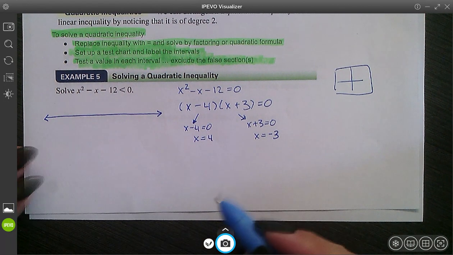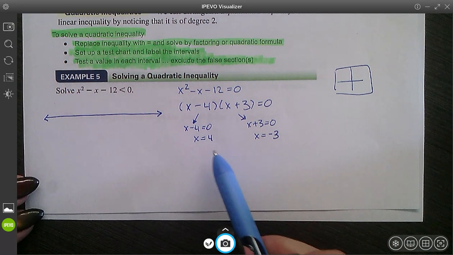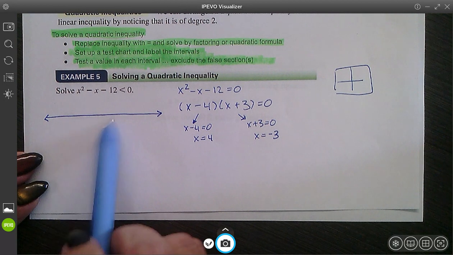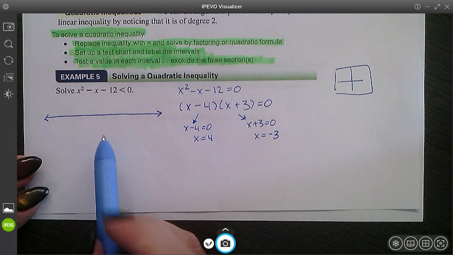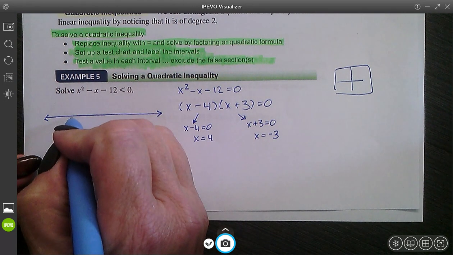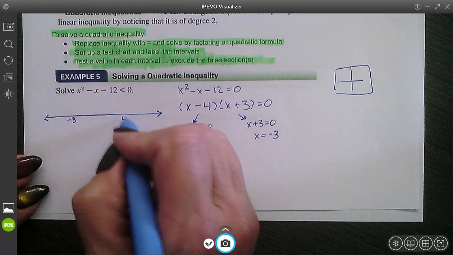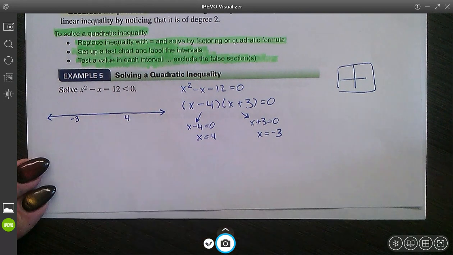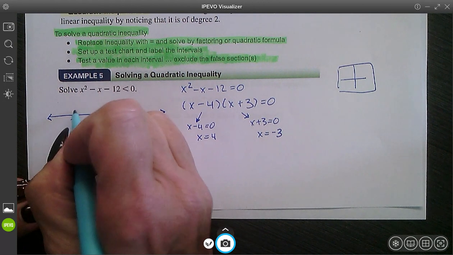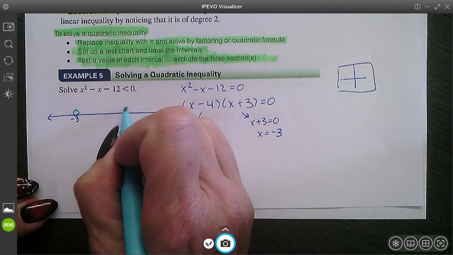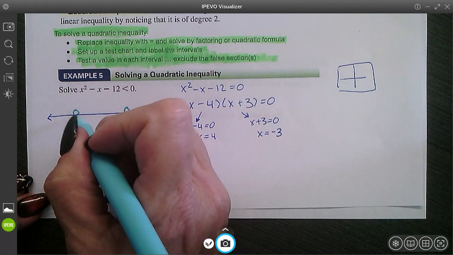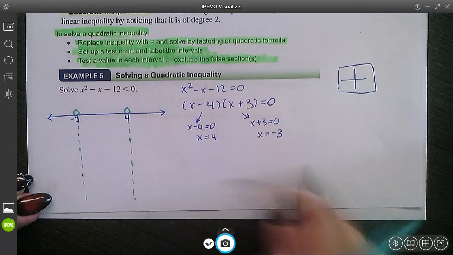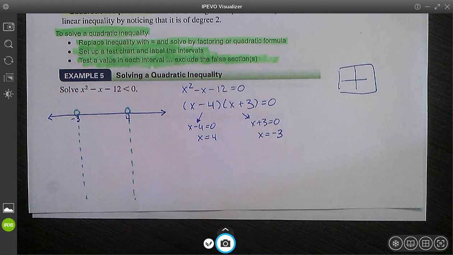I'm just going to put them on a number line. It's important that they go in order from left to right, but they don't need to be equally spaced. They don't need to be accurate in that manner. I just need to have negative 3 on the left and 4 on the right. Since this was a less than, I am going to put an open circle on the negative 3 and an open circle on the 4. And then I usually draw dashed lines to separate the sections. So now I've got my number line into 3 sections.